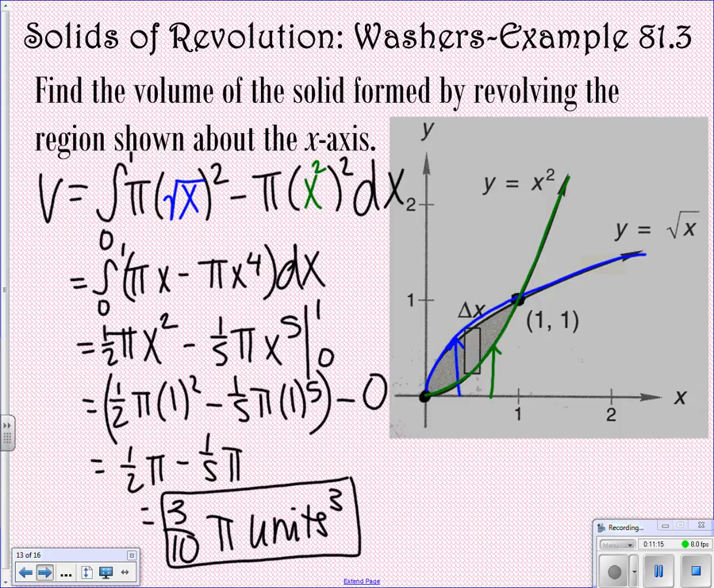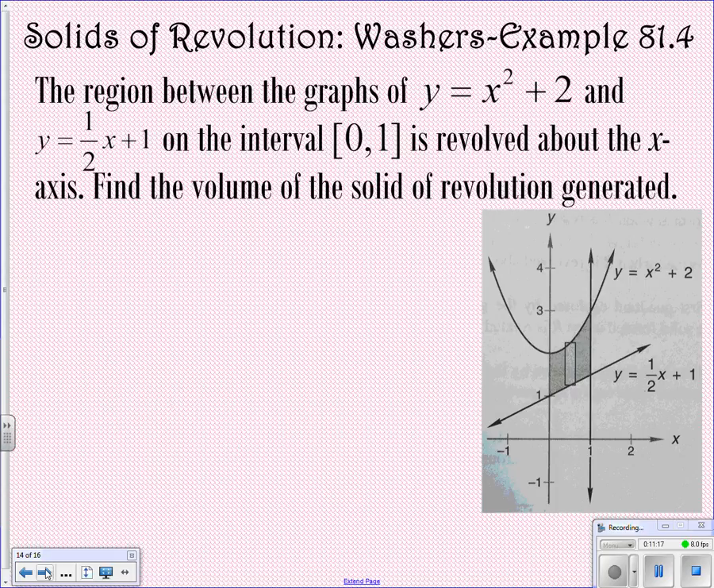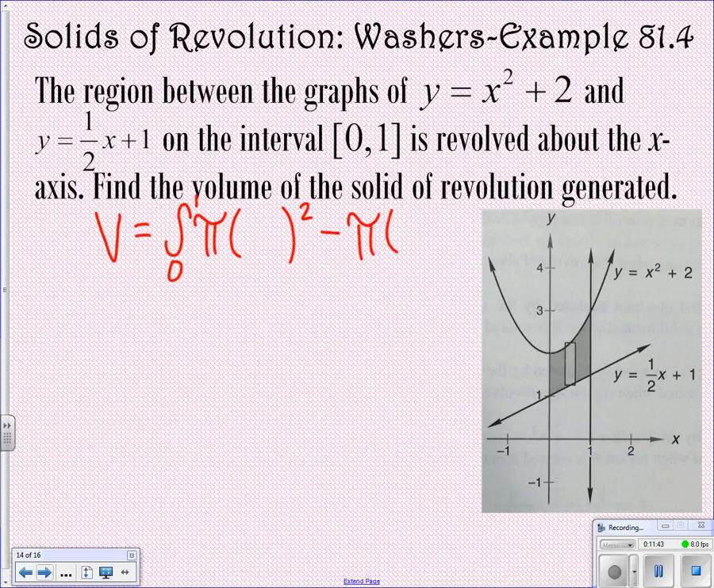Okay, looking at the next example, we have the region between the graphs of x squared plus 2 and 1/2 x plus 1 on the interval 0 to 1. And we're going about the x-axis, and it wants us to find the volume. So our volume, we're integrating from 0 to 1, because they told us that's the interval. And then we have pi, radius squared, minus pi, radius squared, and then dx.